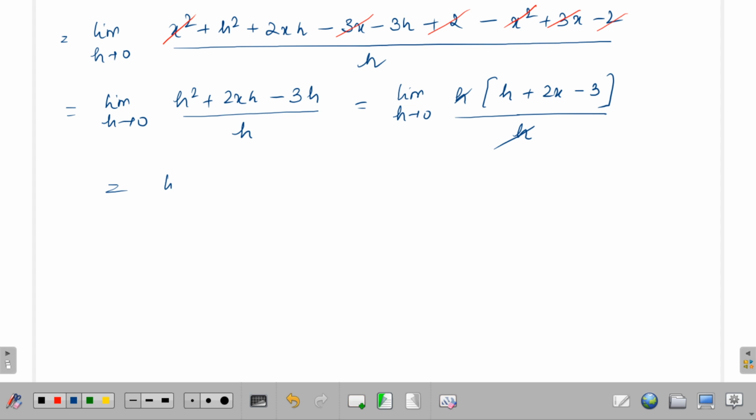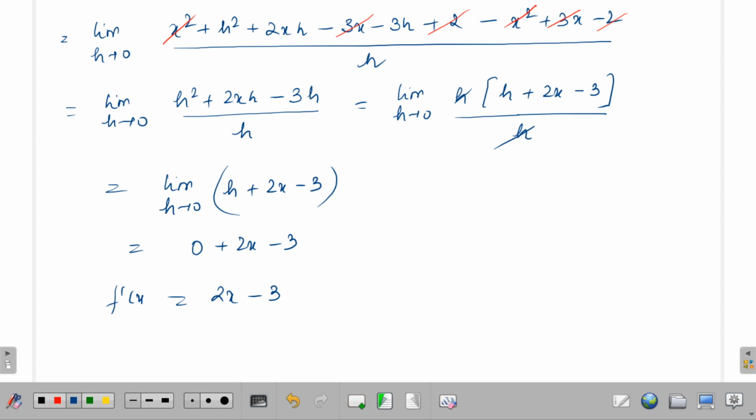So the next step would be limit of h tends to 0, I got here h plus 2x minus 3. Now put the value for h, that will be 0 plus 2x minus 3. So the answer is 2x minus 3. So that's your answer, that's f dash x. Okay, so that's all about your question number 4-2.